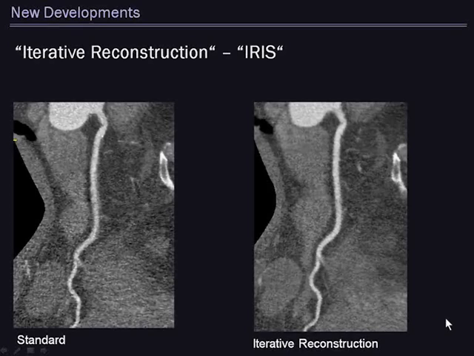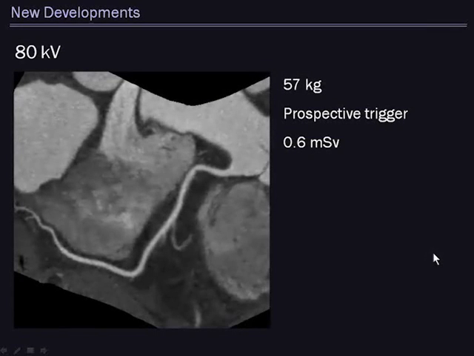Iterative reconstruction is one of the options that we will be using in the future. I'm pretty sure about that. Iterative reconstruction makes more effective use of the X-ray data. Image noise is lower, as you can see in this comparison between standard and iterative reconstruction. And because image noise is lower, you can use lower tube currents, and this will bring down dose even further.